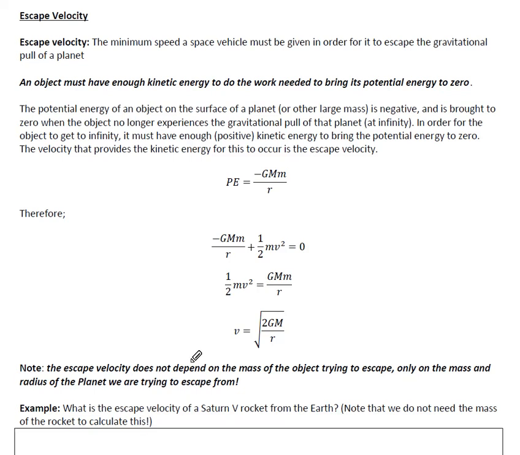So the last thing we're going to look at in this unit is something called escape velocity. How this works is, from last day, we saw that the energy way far away is considered to be 0. So the energy way far out is 0 joules. So we have the following equation: potential energy is negative Gmm over R.